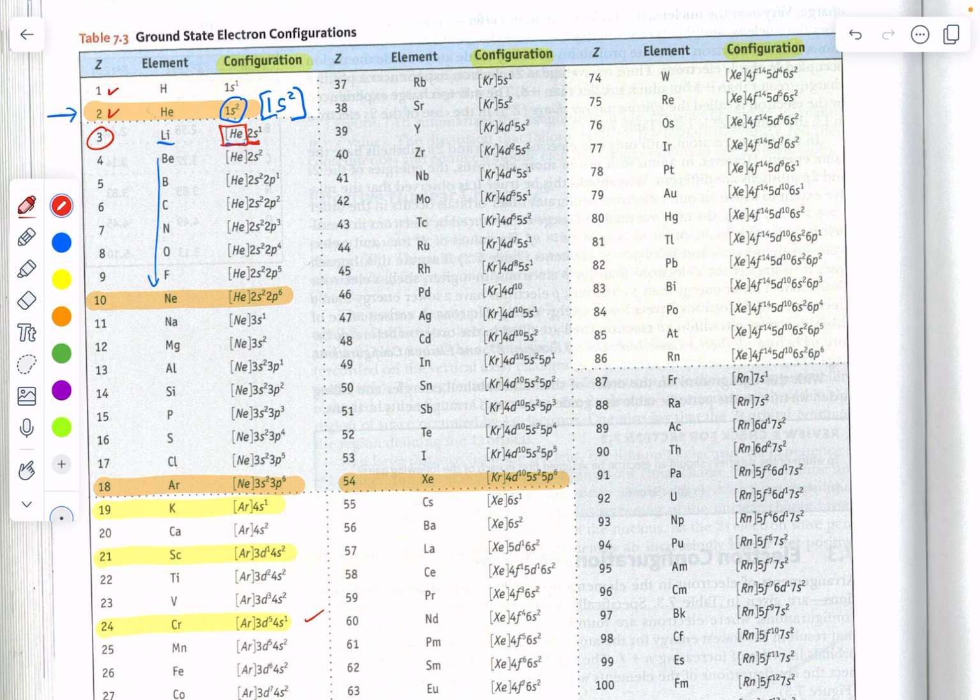Now, when we go across the second row, we end up down here with neon, right there. And now we have the second energy level filled, because in the second energy level, there are 2 subshells, s and p. All s subshells can hold a maximum of 2 electrons, and all p subshells with their 3 orbitals can therefore hold a maximum of 6 electrons. And then, since we filled up the second energy level, we now move to the third energy level, and we move to the third row on the periodic table, beginning with sodium.